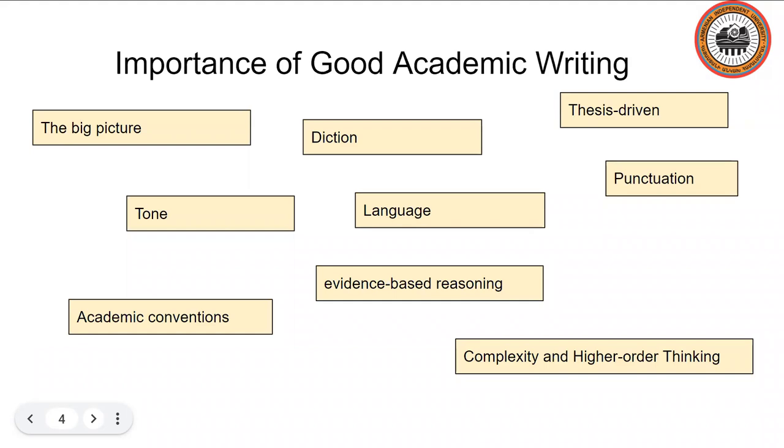What is the big picture? Unlike fiction or journalistic writing, overall the structure of academic writing is formal and logical. As you know, everything should be well organized. It must be cohesive and should possess a logically organized flow of ideas.